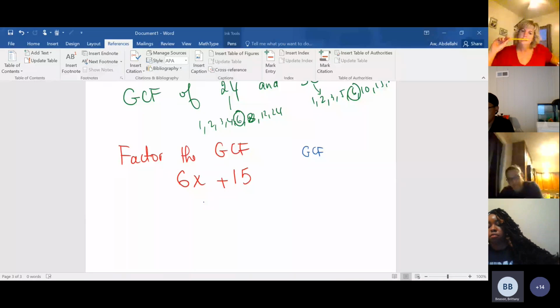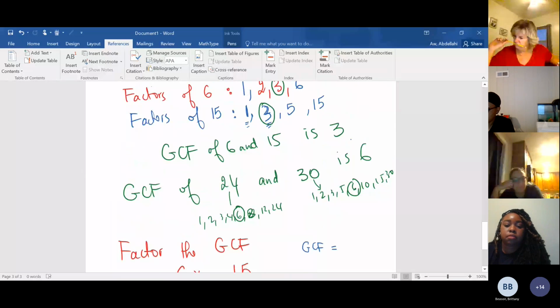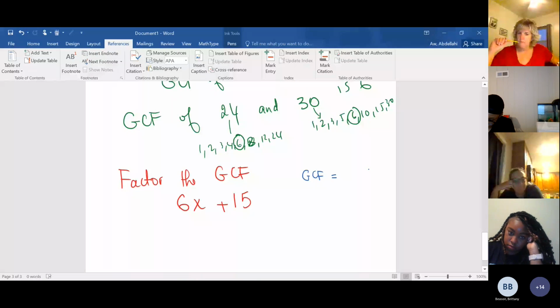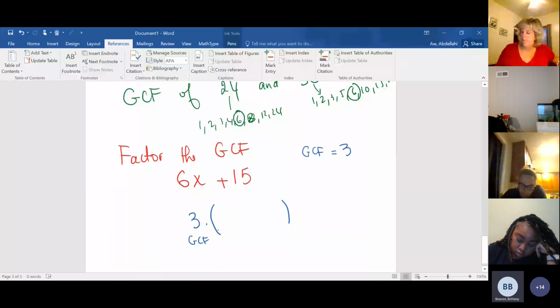Now the two numbers, 6 and 15, what was the GCF? We found it before. The GCF of 6 and 15 was 3, right? When you factor the GCF, this is what you do. You put the GCF, which is 3, up front. You open the parentheses like this. As soon as you open the parentheses, your main operation becomes a multiplication. Now you are factoring.